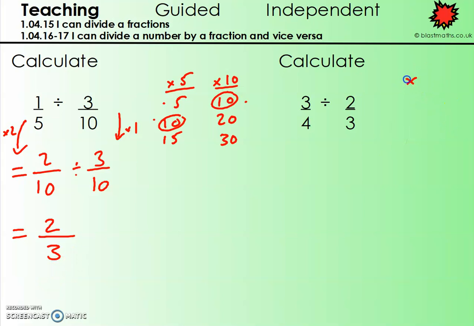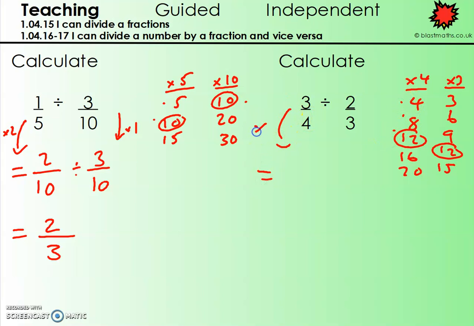Repeating the skill here, we've got 4s and 3s, so let's write down some multiples of 4 and some multiples of 3. We spot that the lowest common multiple here is 12. So I'm 1, 2, 3 down, so times this first fraction by 3. That's 9 over 12. Then divided by the second fraction, 1, 2, 3, 4 down, so times that by 4, both numbers. That's 8 over 12. So first numerator divided by second numerator.